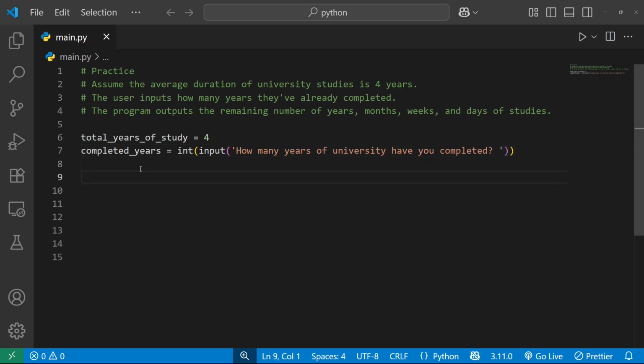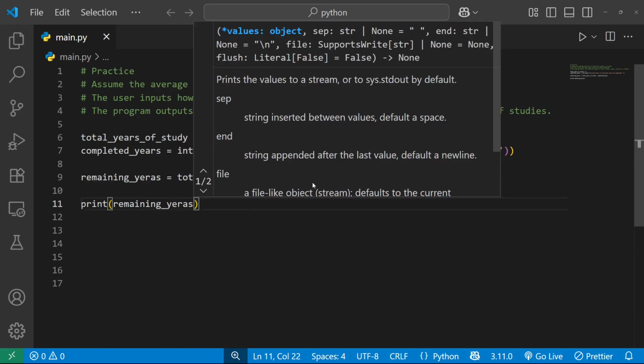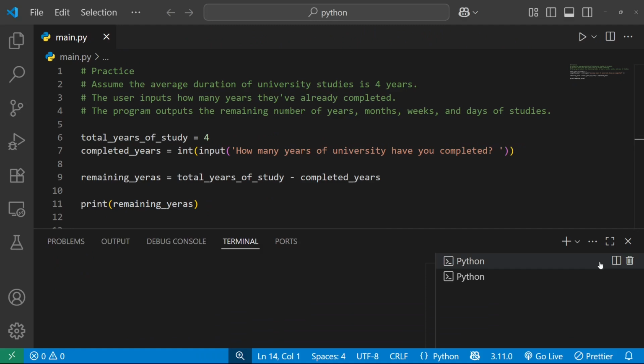Okay, and now I will write something like remaining years. So how will I calculate remaining years? Total years of study is 4, total years of study minus completed years. Okay, does it make sense? And I can check it and print it, remaining years. Okay, so I will run it.